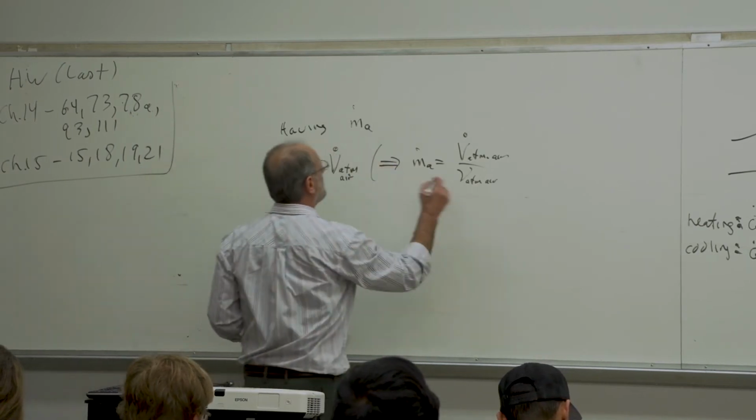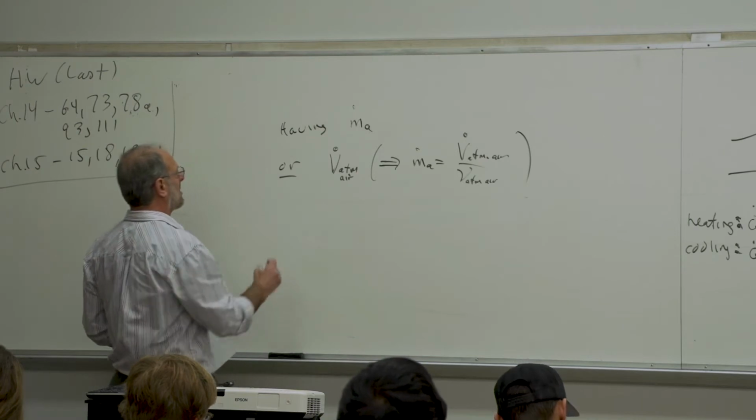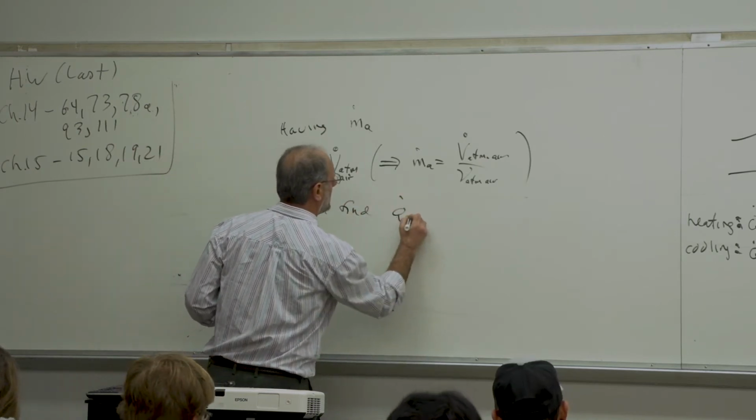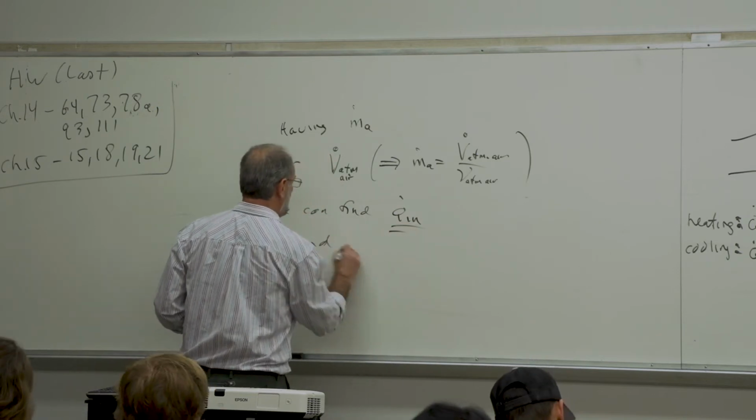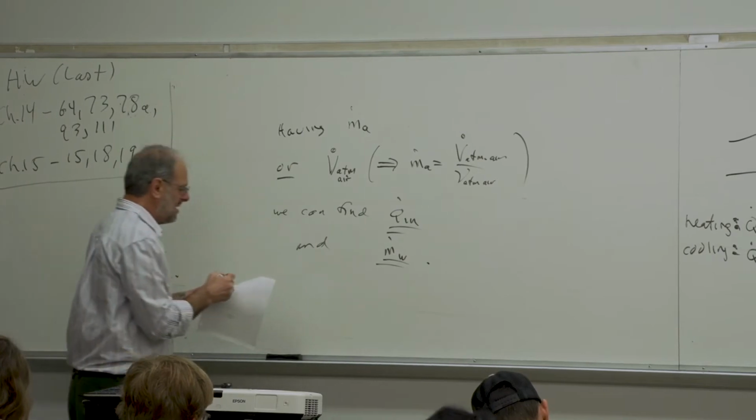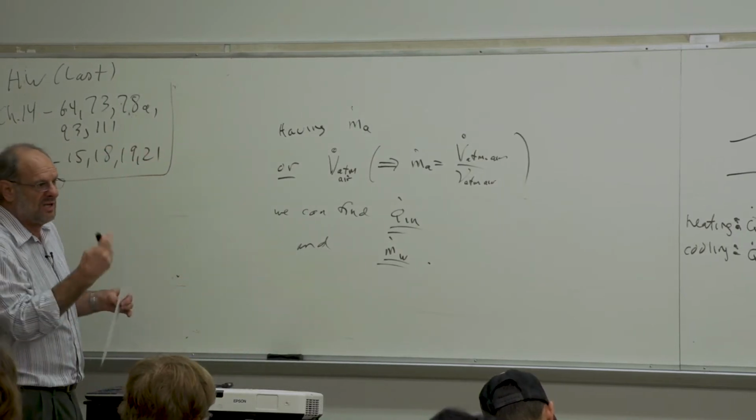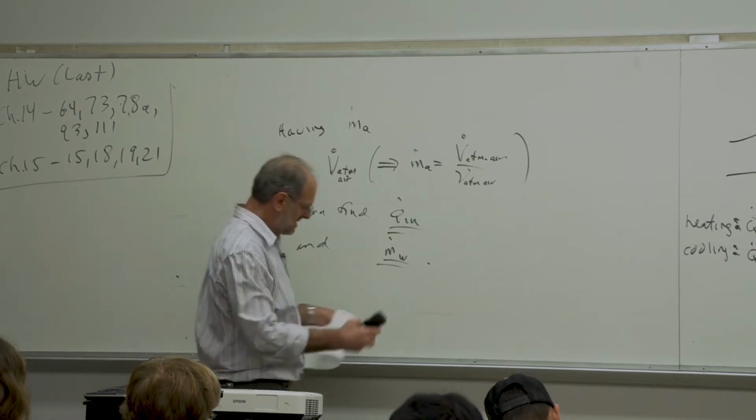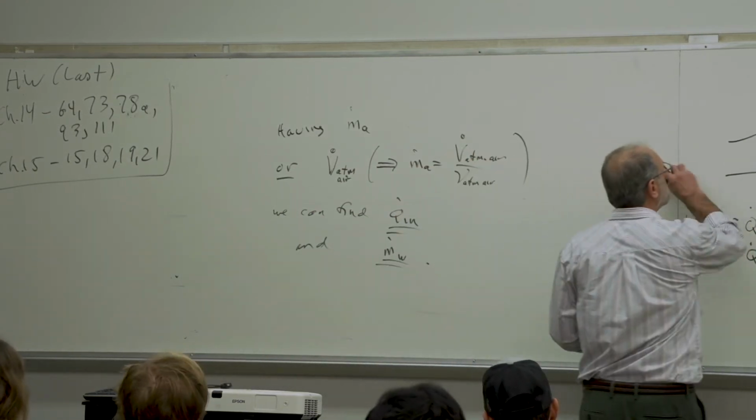So having the dry air mass flow rate, now we can find the rate of heat input, and we can also find the rate that water needs to be added. Okay? We need to provide those, right? We need to have an appropriate heat supply. We need to have an appropriate water supply, and that's why I just like to bring up these equations.